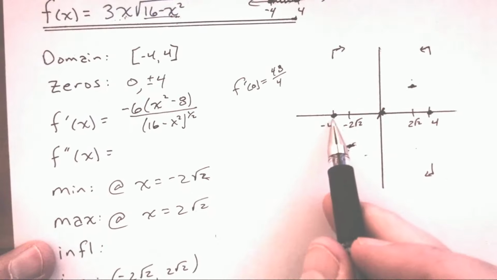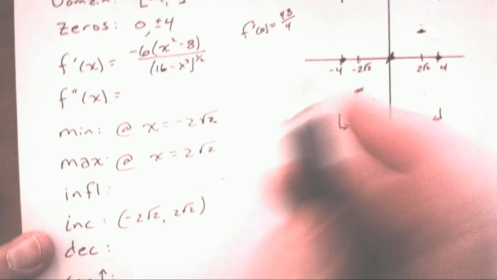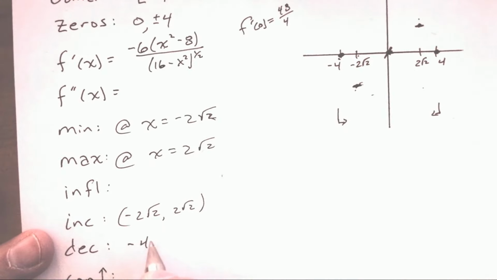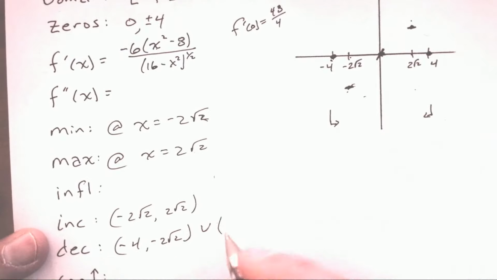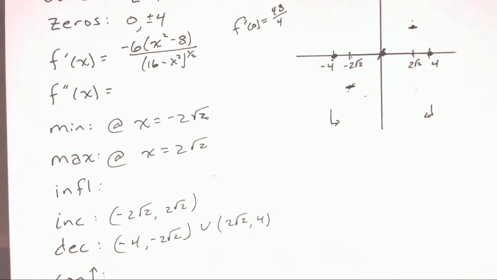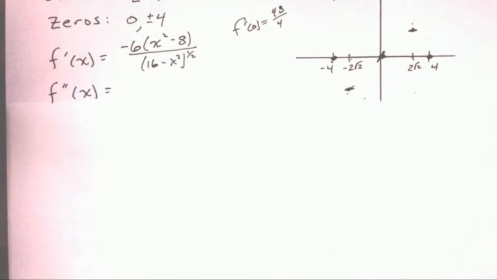And it's decreasing from negative 4 to negative 2 root 2. And then again, so we use an OR symbol for that, a union symbol. It's decreasing again from 2 root 2 to 4. Okay, here we go. Second derivative.